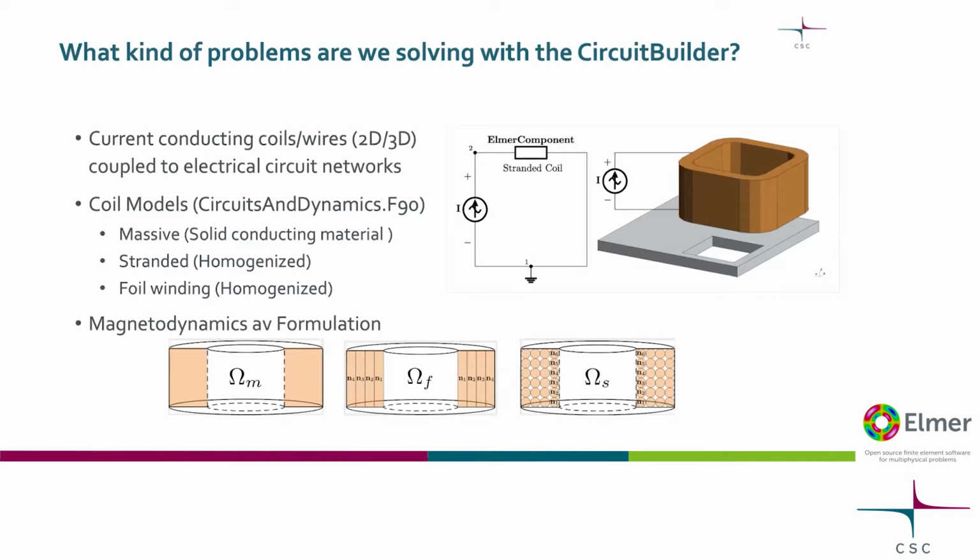That's where you set up if you want a massive, stranded, or foil winding. As I mentioned before, the massive is solid conducting material, and the other two are homogenized, so you don't explicitly model every winding of the stranded or foil type of coil. And then we solve the magnetodynamics AV formulation to solve the field problem. So you see it's a circuit field problem. Those are the problems we're trying to set up with this.